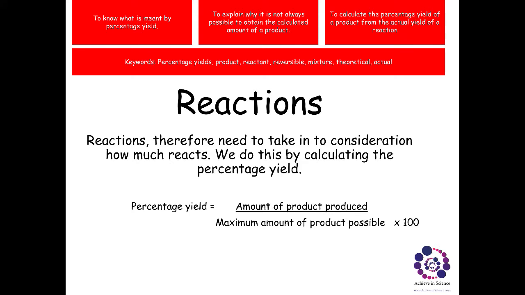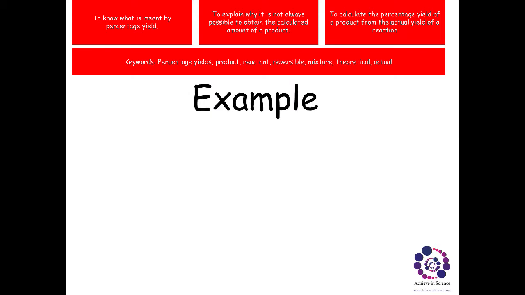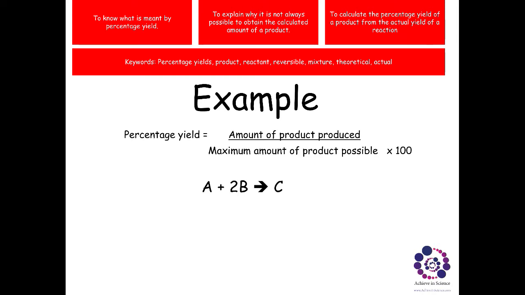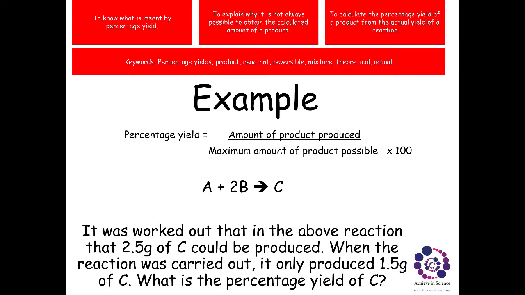The equation for percentage yield is the amount of product produced divided by the maximum amount of possible product, multiplied by 100. Let's put this into an example. If we use the equation and this reaction between reactant A and two molecules of B to produce the product C. If you worked out that in the above reaction it was capable of producing 2.5 grams of product C, but when you actually carried out this reaction you only produced 1.5 grams. What would be the percentage yield?